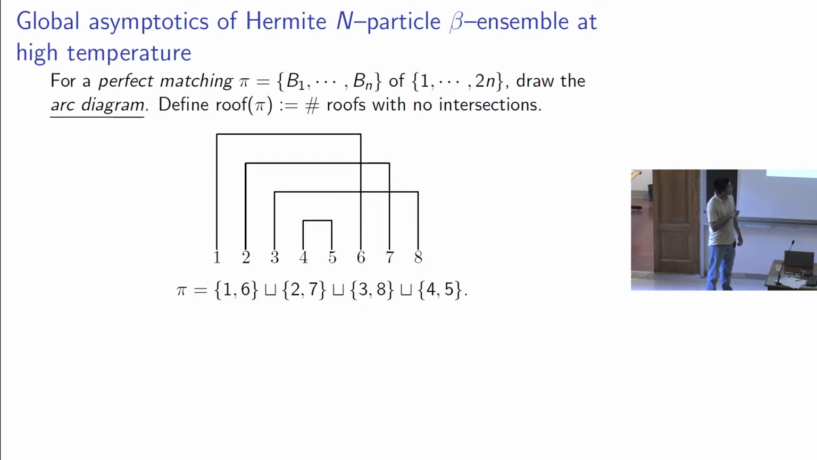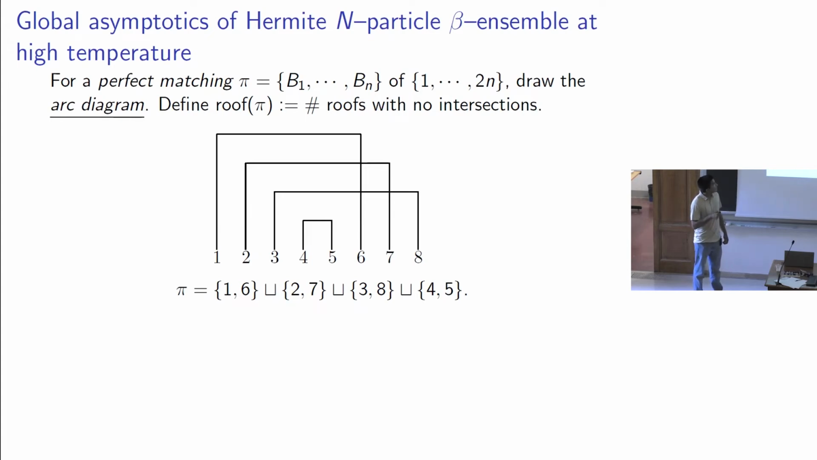Then you draw these arcs, right? So these arcs are just like small houses, right? But you draw it in such a way that the roof of B1 is the tallest, right? So 1-6 is the tallest building, right? Then 2-7 is the next tallest, 3-8 is the next tallest, and 4-5 is the smallest, right? So that's the arc diagram of the perfect matching.